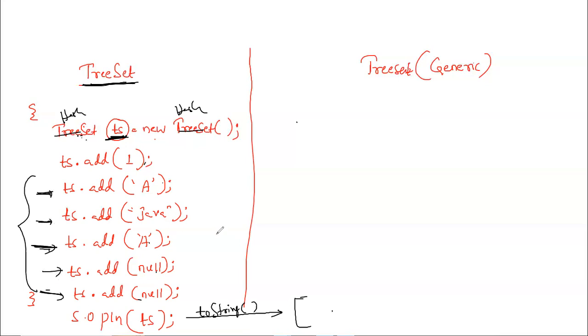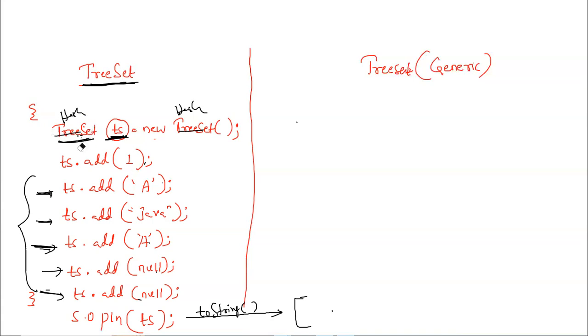What is the reason behind that? What is the property of TreeSet? In which order will the elements be stored in the collection? In ascending order. Then how can we compare a string with an integer, a string with a character, and a string with null? Is it possible? No. What is the meaning of comparing 1 and null? Can we say which is greater, which is smaller, or whether both are equal? So we cannot have such information.